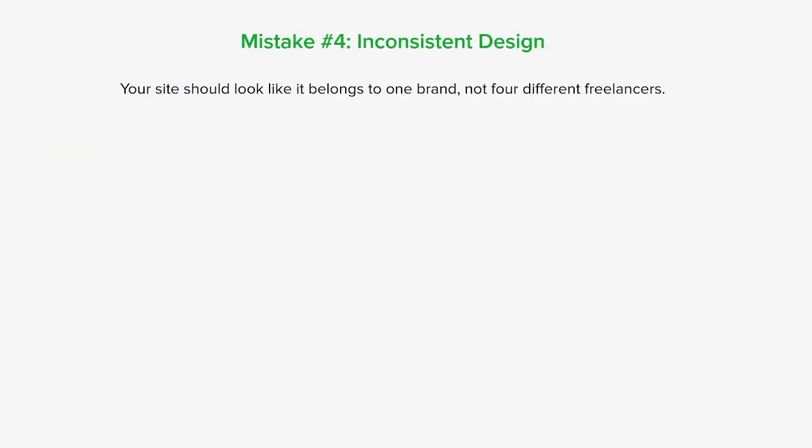Number 4 is inconsistent design. You'd be surprised by how many sites look like they were designed by 3 different people. Your site should look like it belongs to one brand, not 4 different freelancers. The usual problems that we see are things like inconsistencies in fonts, colors, and button styles that vary from page to page. If your brand feels inconsistent visually, users assume your service might be too.